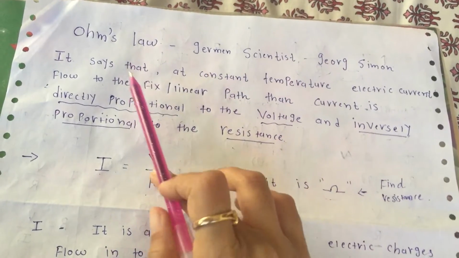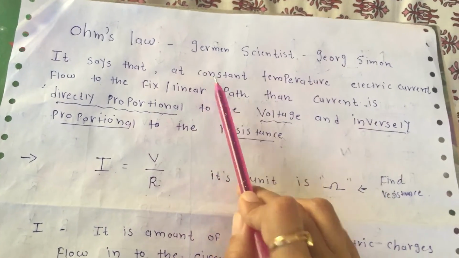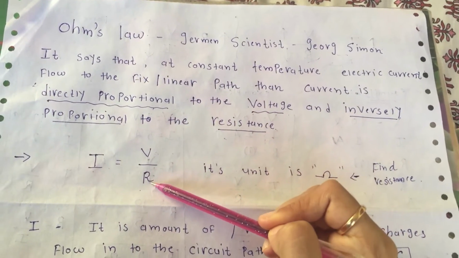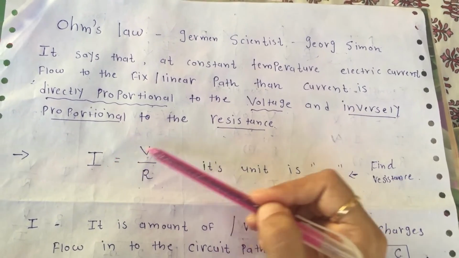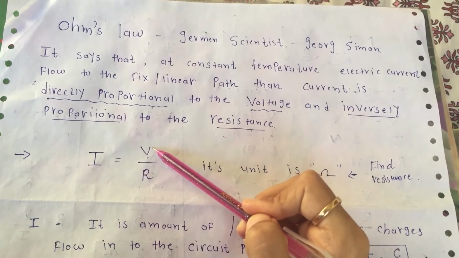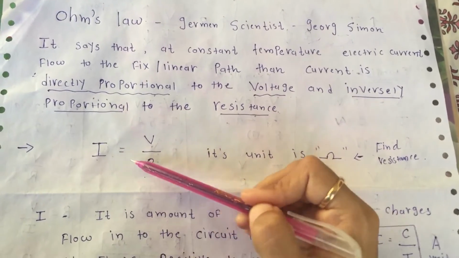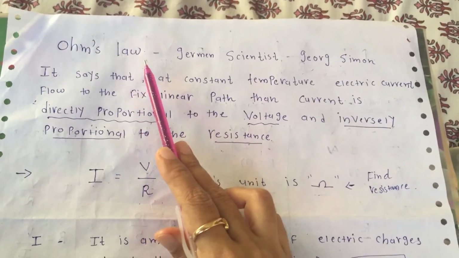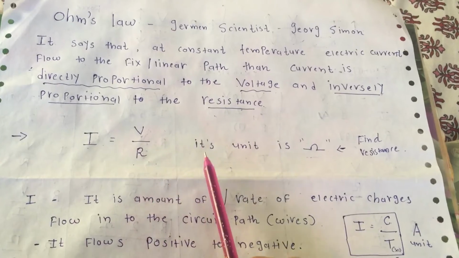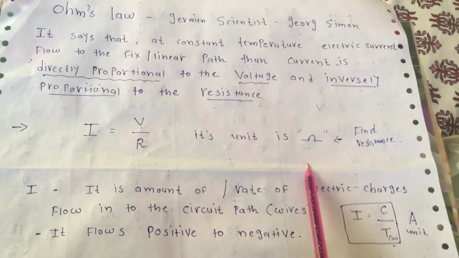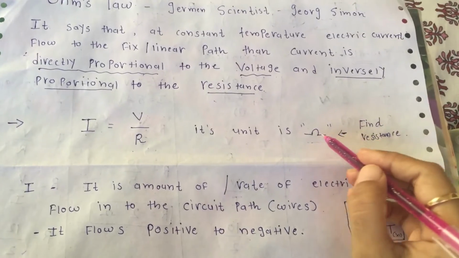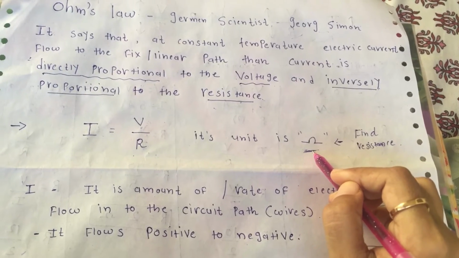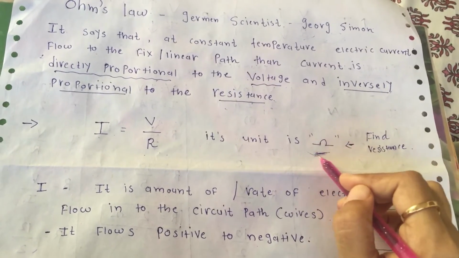When current is passed through the circuit, the current is directly proportional to the voltage and inversely proportional to the resistance. Current is in the numerator, and it is inversely proportional to the resistor, that's why resistance is in the denominator. Ohm's law is usually used to find resistance in any electronic component. The unit of resistance is called the ohm, and this is its sign.